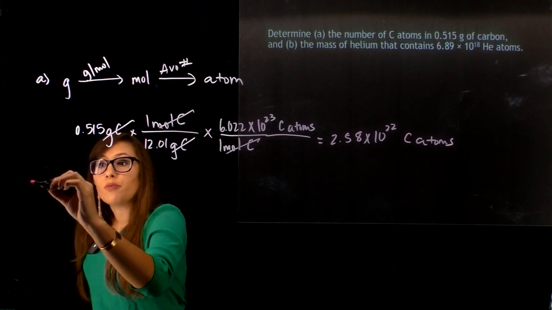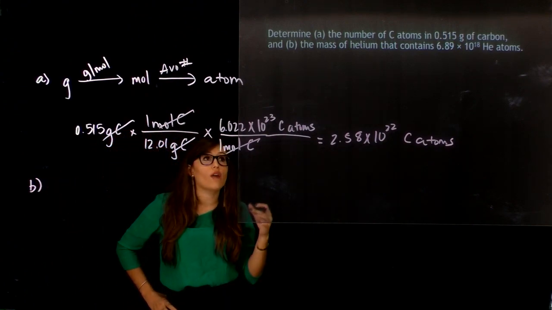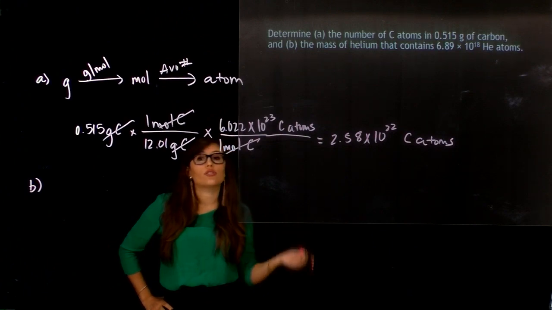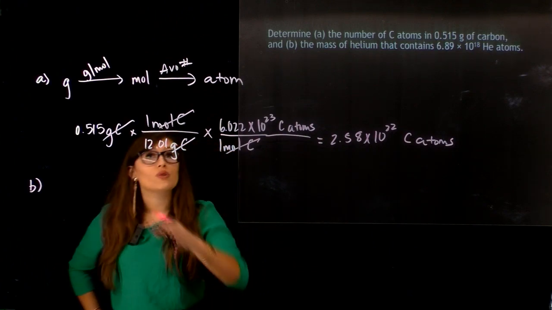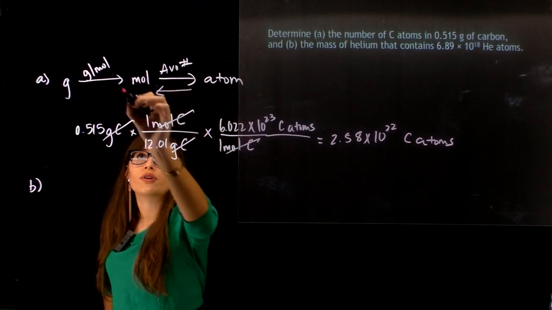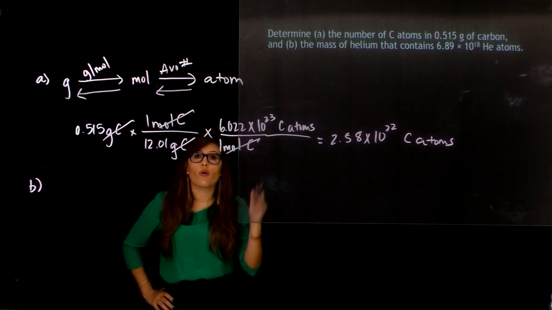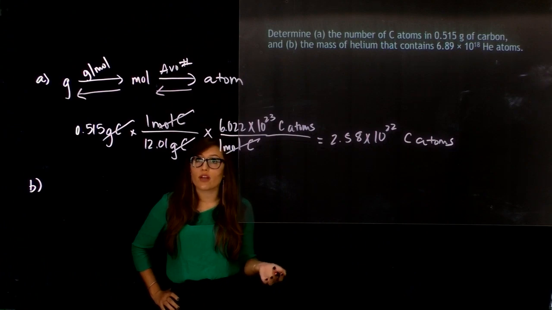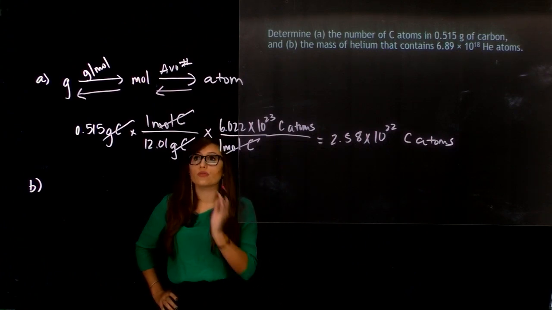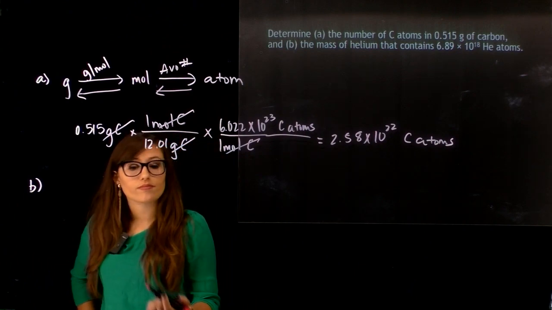So let's go ahead and do part B now. In this case, we're starting off with helium atoms. We need to convert to mass of helium. So we're using the same think map as before, but now we're going in reverse. So we're going from atoms, and we need to convert from atoms to moles. And all we use is Avogadro's number. Then we go from moles to mass by using the atomic mass of helium.